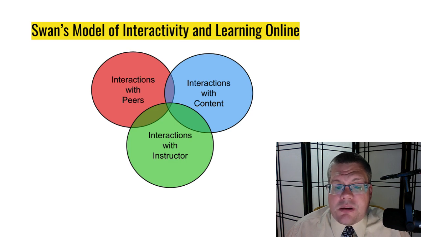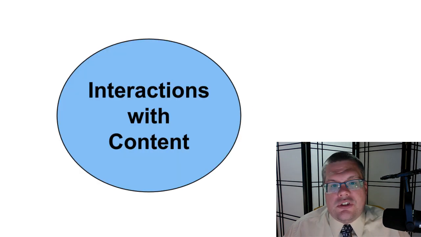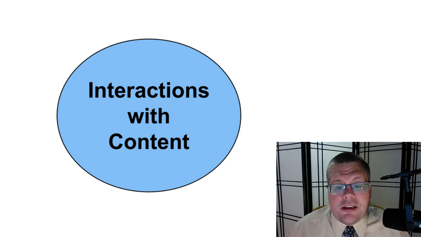Let's take a minute to talk about them one at a time. So, interactions with content. This is the first of the three types of interactions Swan defines with regard to students navigating the online environment, where students work through content, access information, and connect with the course material. Now, you might already see overlap with the other interactions. Instructors, of course, are creating and selecting the content that students are going to work through, and student interactions with other students are going to be based and shaped around the content that they're working through in the course.